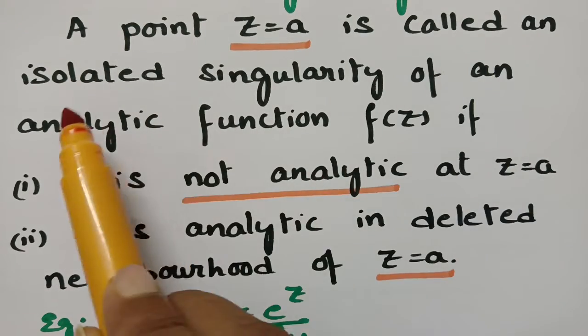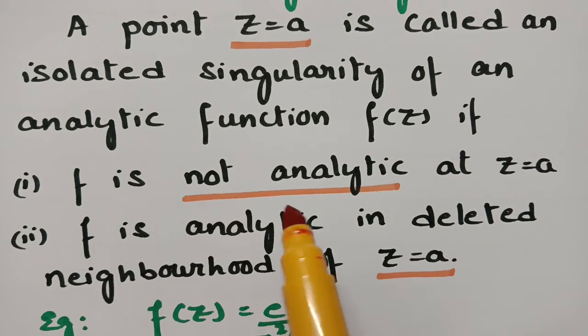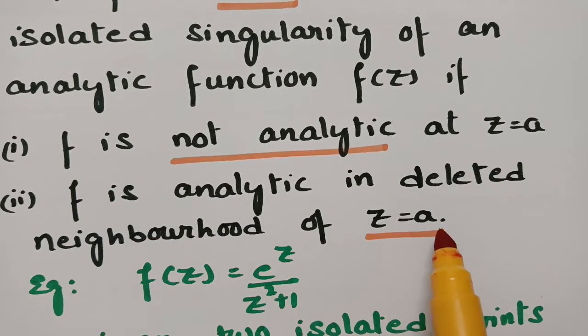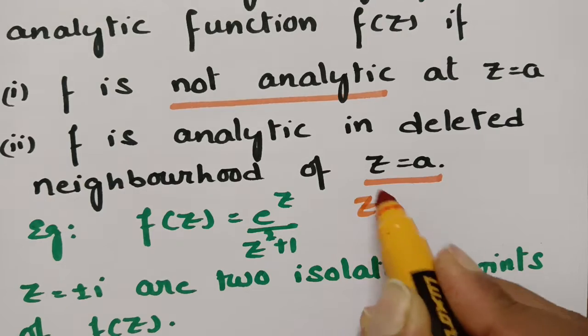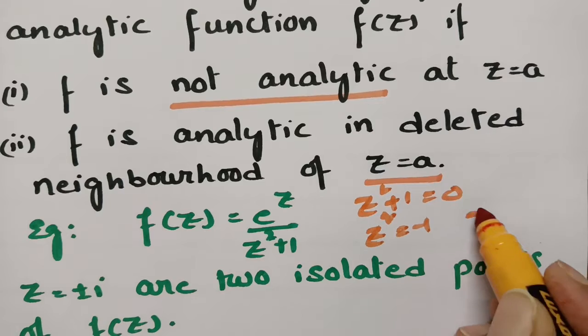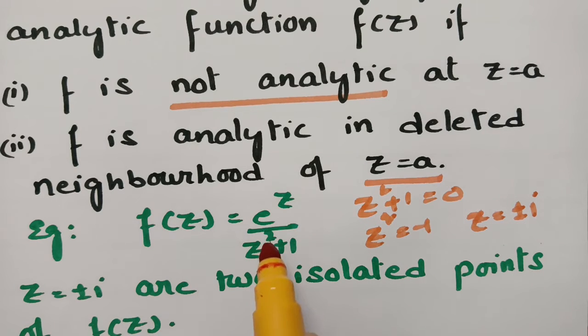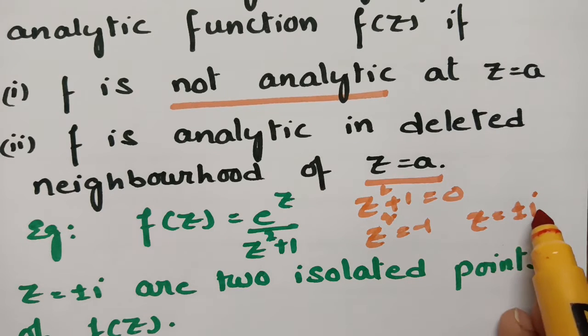The point z equal to a is called an isolated singularity of an analytic function if f is not analytic at z equal to a and f is analytic in the deleted neighborhood of z equal to a. Which means, f of z is equal to e power z by z square plus 1. If you equate this denominator to 0, z square plus 1 is equal to 0, then z square is equal to minus 1 and z is equal to plus or minus i. At plus i and minus i, if you substitute, the whole function is undefined. So it is not analytic at these two points, plus i and minus i.